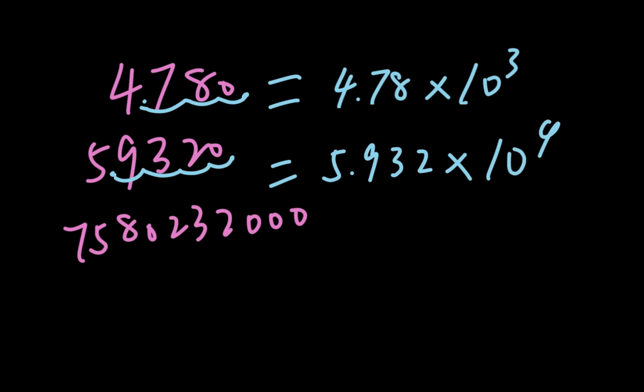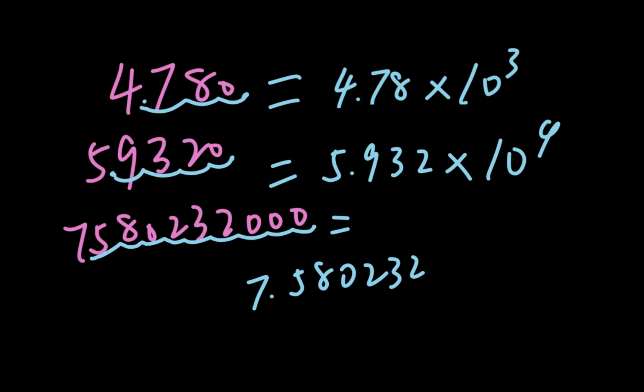The last one is a really huge number, but we still start from here, and let's count how many places we have to move the decimal point. So 1, 2, 3, 4, 5, 6, 7, 8, 9. So this number would be 7.58022 times 10 to the 9th.